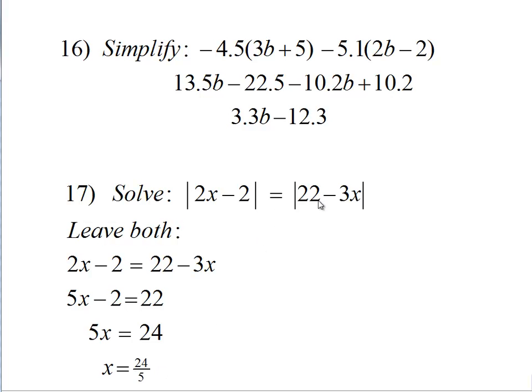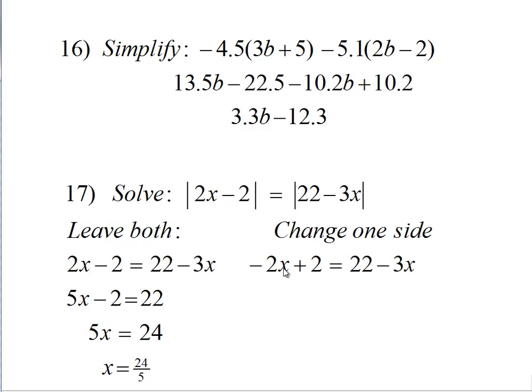Now I'm going to change one side. I happen to pick the inside of this one, so it's negative 2x plus 2, and I leave the 22 minus 3x. I pick one of them. I picked the inside of this one. I'm going to add 3x, makes 1x, and then subtract 2, so x is 20. So whenever you're doing absolute values, you leave everything, and then you change the inside of, I always pick the left one, but you can pick the right one if you want to.